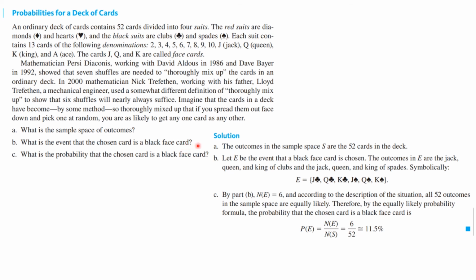What is the event that the chosen card is a black face card? Well, black, you are either going to be spades or clubs. In a face card, you're either going to be a jack, a queen, or a king of those 2 suits. So if you look at the set E, it's going to be this set. And then we say, what's the probability that the chosen card is a black face card? Well, the number of outcomes is 52, and the number that are in the event E that we're talking about are 6. So 6 over 52 is approximately 11.5%.